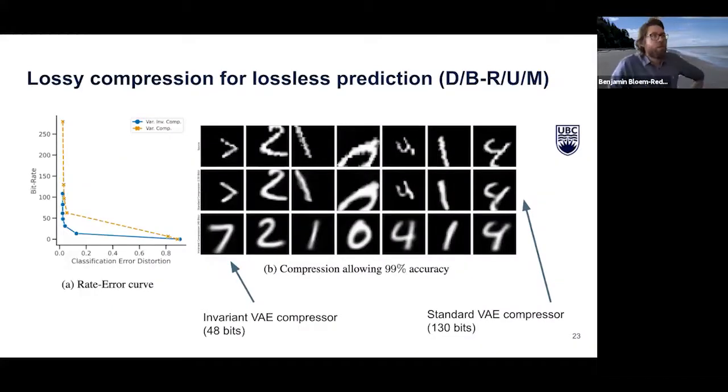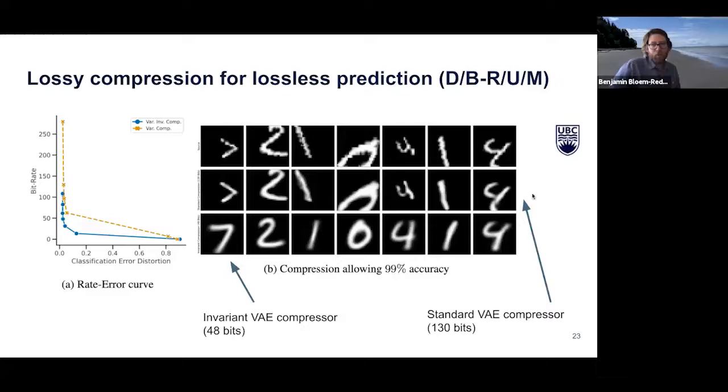Hopefully for NeurIPS. But the basic idea is that we can get some lossy compression for lossless prediction. So we don't lose any predictive performance, but we can actually compress the data for use in these invariant downstream tasks, and get a big gain.